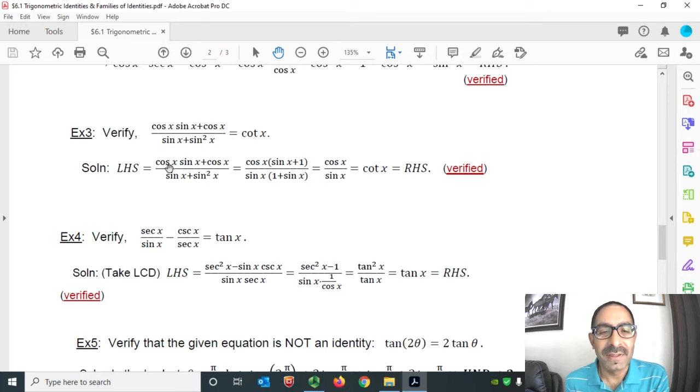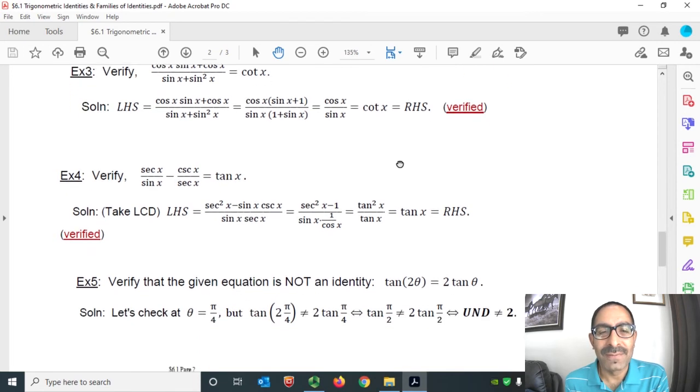Then the next step, in the numerator we have a cosine x, let's factor out the cosine x, then sine x plus 1 inside the parenthesis, all over. In the denominator we factor the sine x out, then inside the parenthesis 1 plus sine x left. I hope this step makes sense to you all. Then we can cancel the sine x plus 1 and 1 plus sine x. Then we have cosine x over sine x left, which is cotangent x, which is the right hand side, and should be verified. Great. Now let's move on.